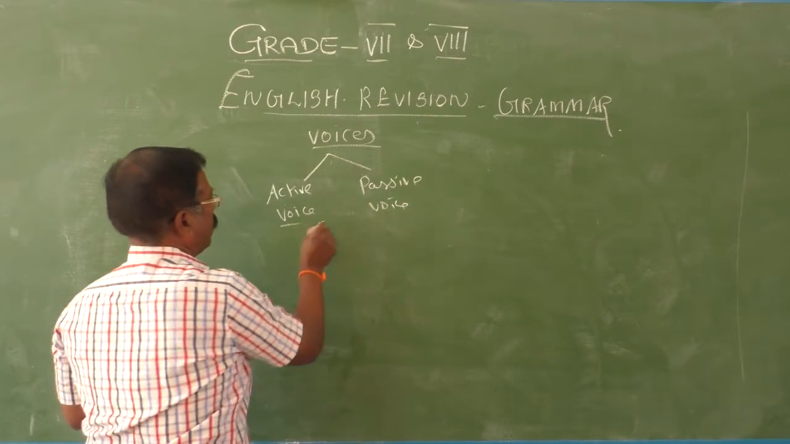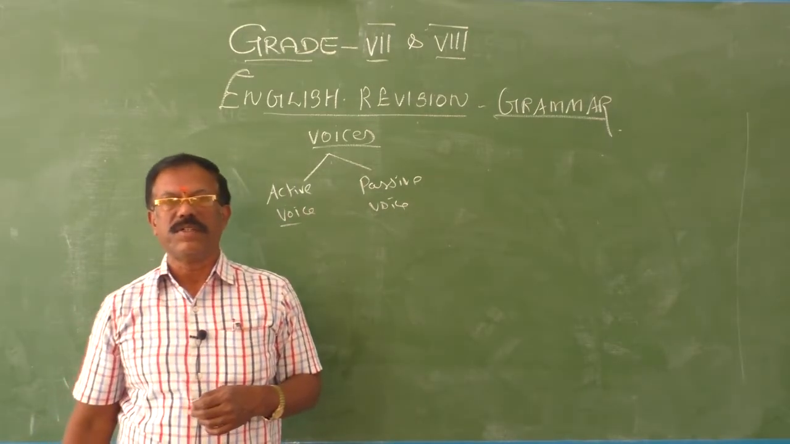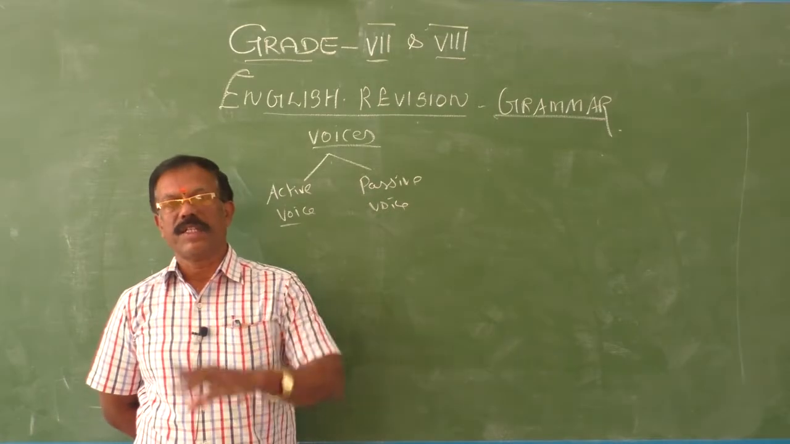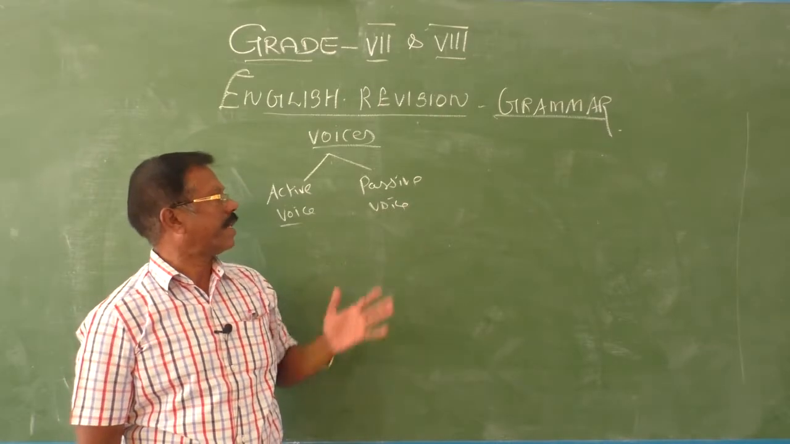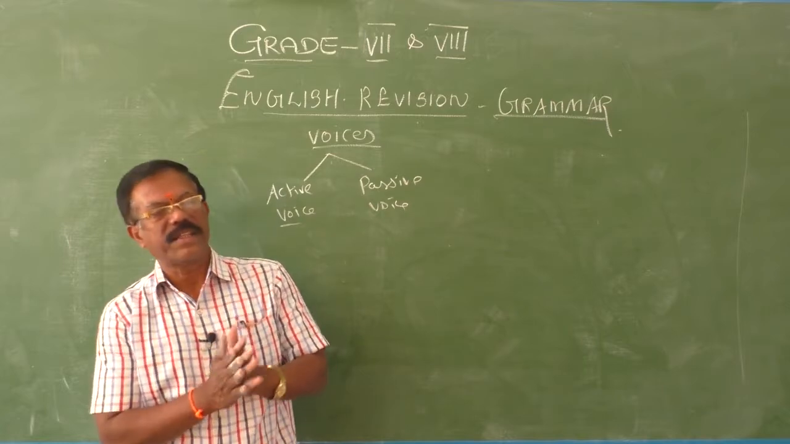You know what active voice is, what passive voice is. If we give importance only to the doer, that is the subject, then we use active form. But if the doer is not important, only the action is important, if we give importance to the action, then passive voice is used. This is the basic difference that exists. Okay, that you should know.